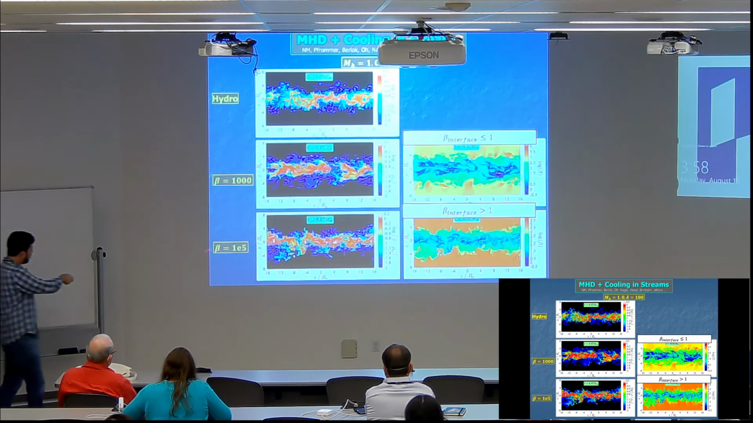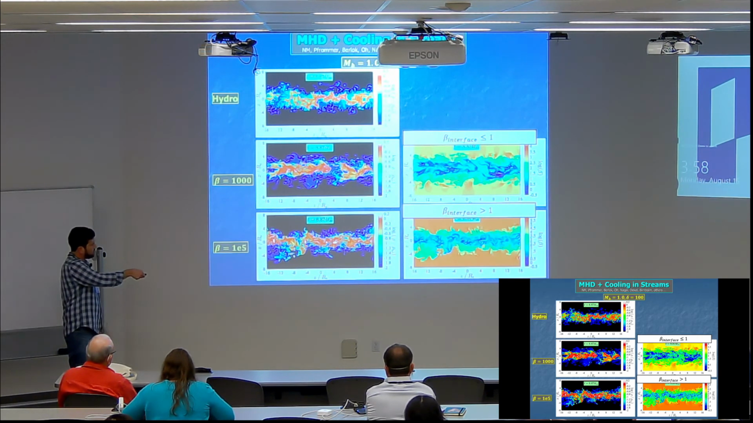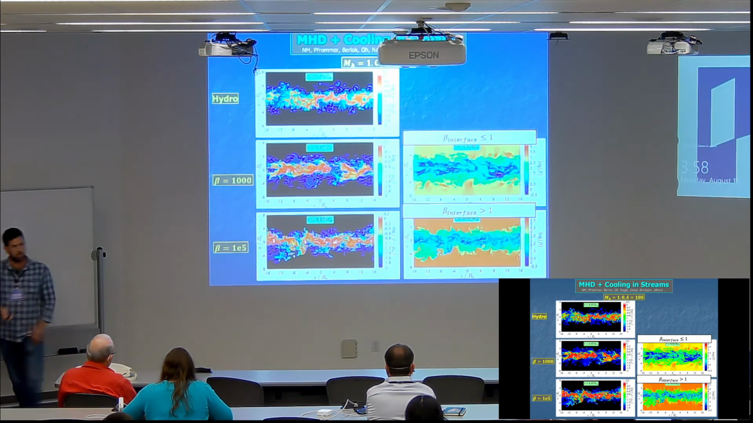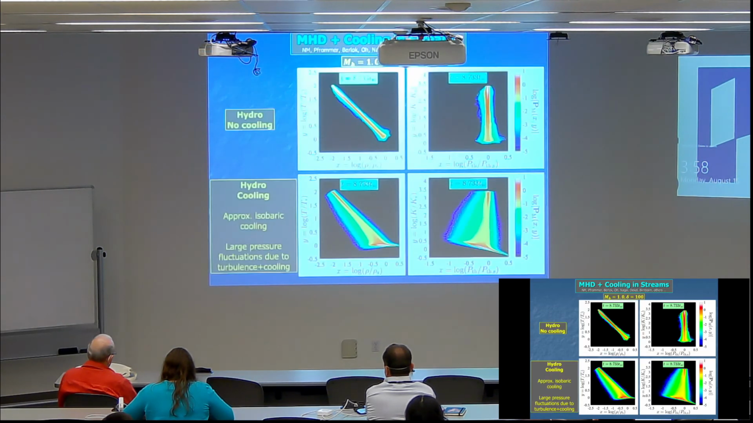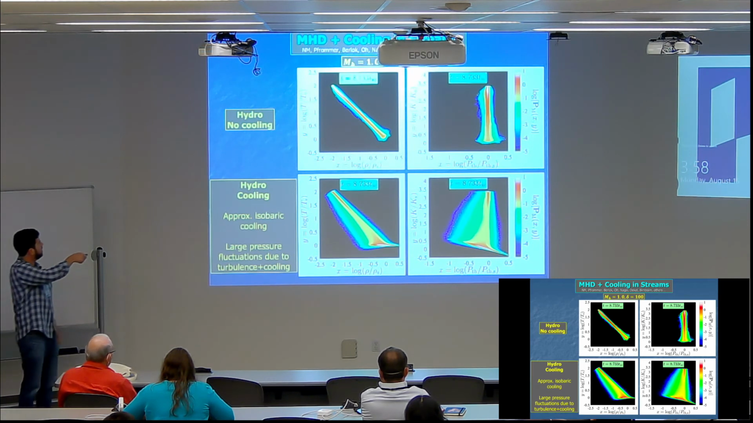And if I go to 10 to the 5, it's hard to see from the picture, but take my word for it, here you are at no point dominated by magnetic pressure. Plasma beta is always well above 1. Now, what is causing this? This will be the final thing that I'll discuss.